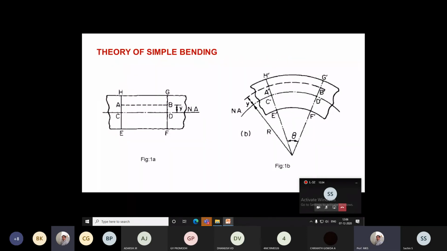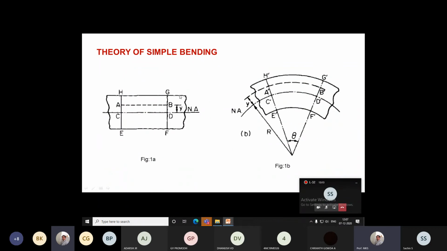The next concept is the theory of simple bending. For example, if you consider any beam, it has some cross section, right? This is the beam section before the application of the moment. In any beam, there will be an axis that we call the NA, or neutral axis, where the stresses will be zero. The stress for the beam will be zero at the neutral axis before applying the load and also after applying the load.